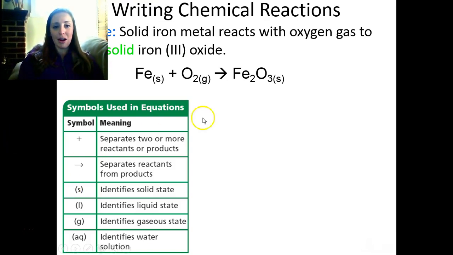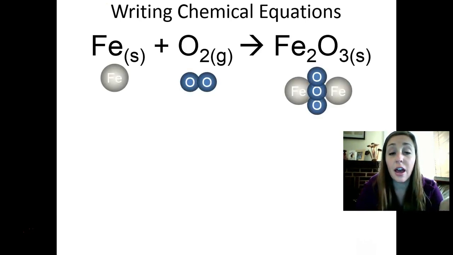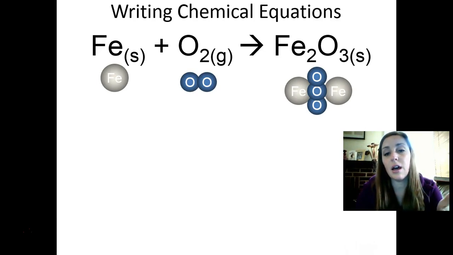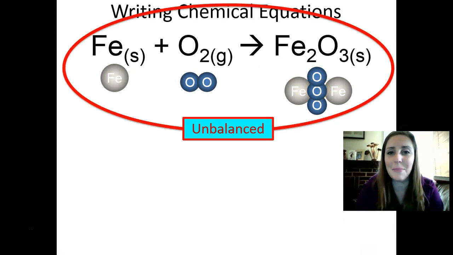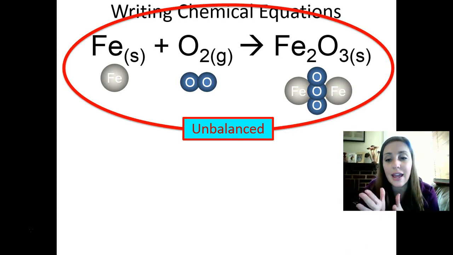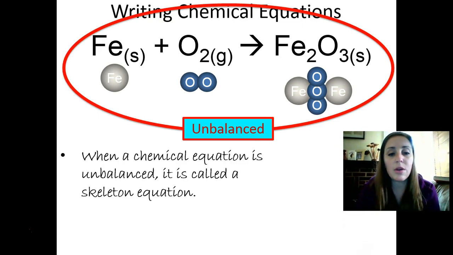Okay, so here's our chemical equation. Let's really dive into this chemical equation right now. So if I drew the atoms underneath, notice that I have an iron, an oxygen, and iron 3 oxide, and that oxygen is O2 in it. So this is 1 iron, 2 oxygens, reacting to form suddenly 2 irons and 3 oxygens. That just doesn't work. So this is said to be unbalanced. The reactants I have and the products I have, they're not equal with each other. And when a chemical equation is unbalanced, it's called a skeleton equation.